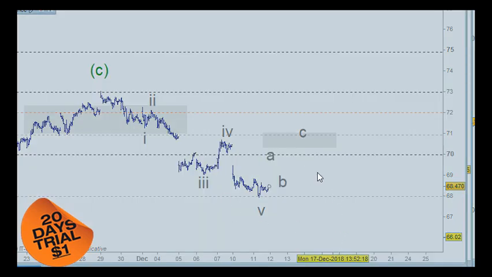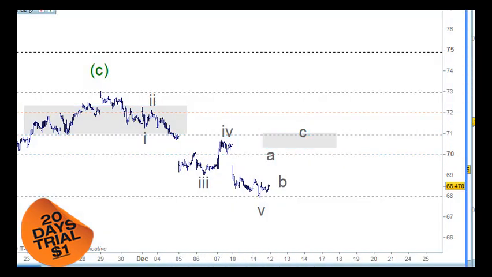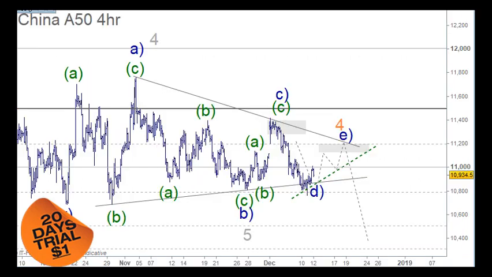Let's just see what happens first with this here. Alrighty, that's enough for Australia. Let's go and have a look at the rest of the Asia region.